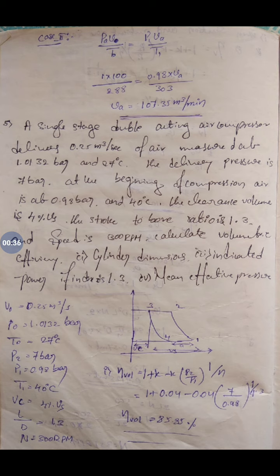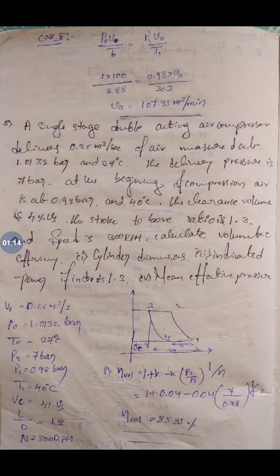The stroke to bore ratio is given as 1.3, that is L by D is equal to 1.3, and the speed is 300 rpm. He is asking to calculate the volumetric efficiency, the cylinder dimensions, that is the bore and the stroke, and the indicated power if the index is 1.3. He is also asking to find the mean effective pressure. So it is similar to the previous problem. Here he has asked not only the cylinder dimensions, he has also asked to find out the mean effective pressure.